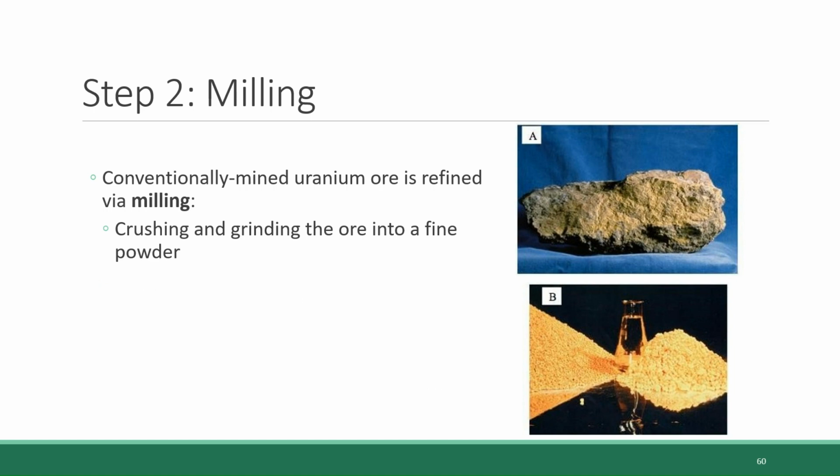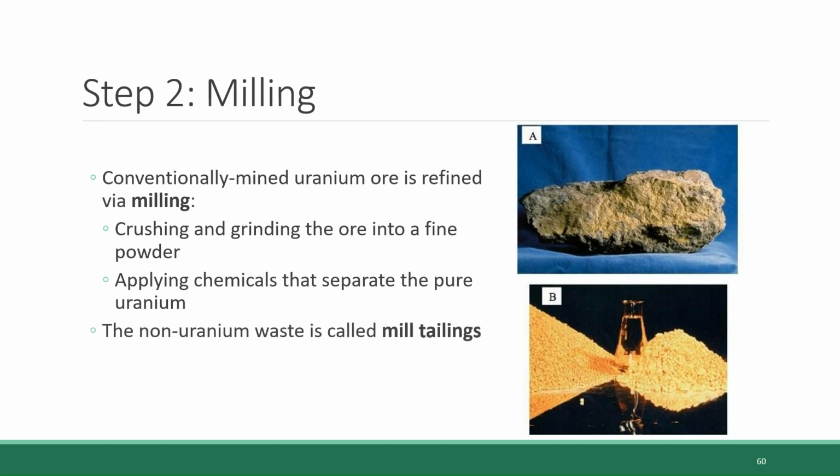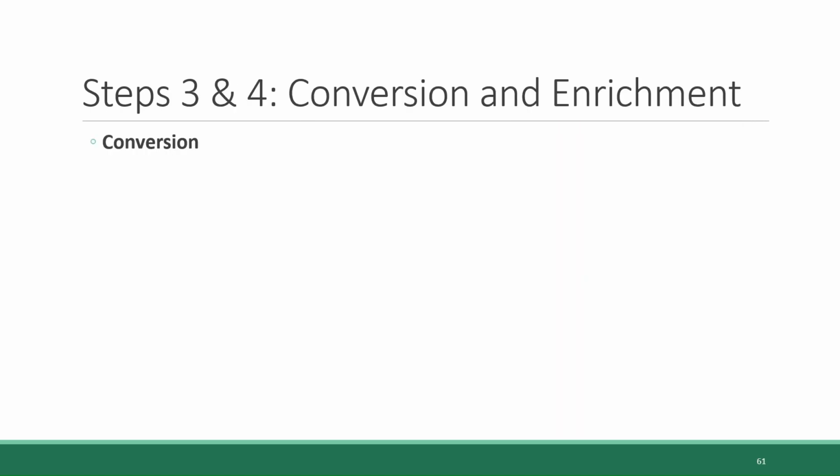Milling crushes and grinds the ore into a fine powder, and then chemicals are applied that separate the pure uranium from the other components of the rock. The non-uranium waste produced from this process is called mill tailings, while the purified uranium powder is called yellow cake. And that's what you see pictured in the photo on the bottom.